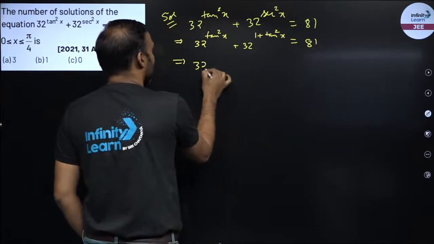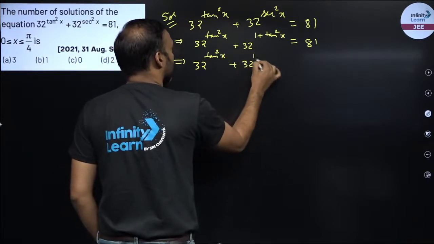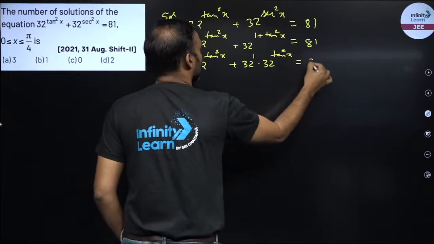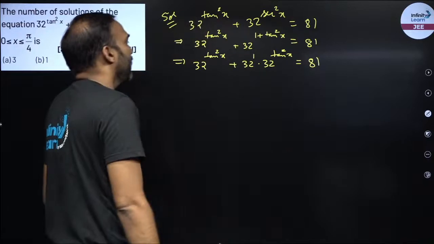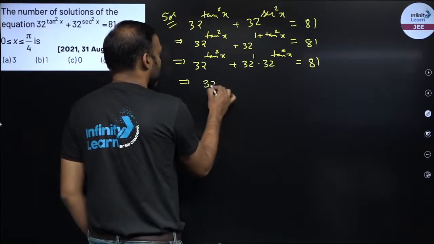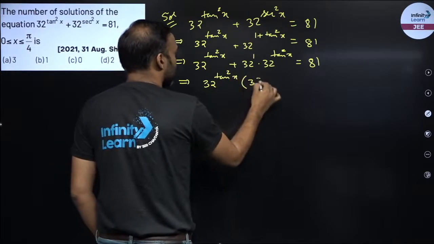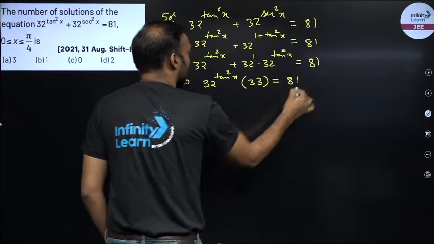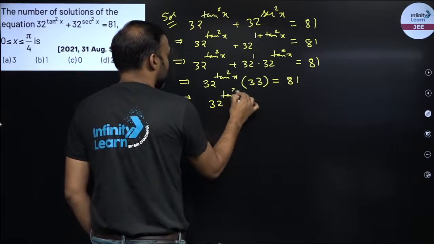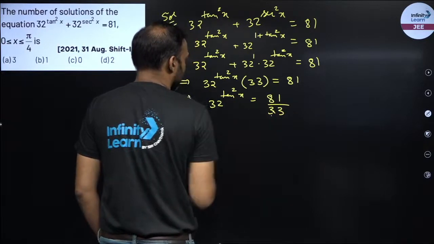So from here I can write 32 tan square x plus 32 raised to power 1 into 32 tan square x is equal to 81. So now I can take 32 tan square x common. So I am left with 1 plus 32, which is 33. This is equal to 81. So 32 tan square x will be equal to 81 upon 33.